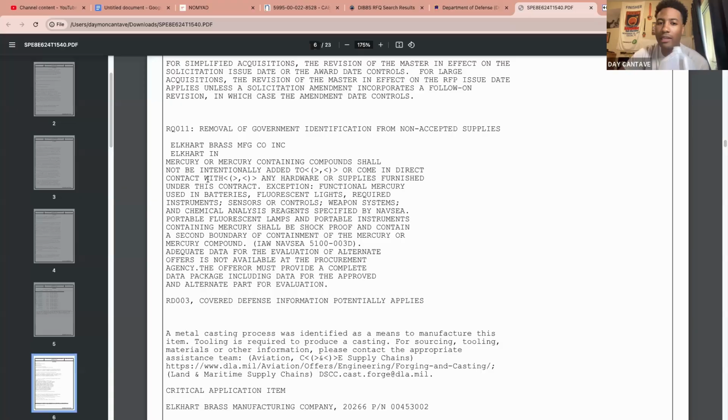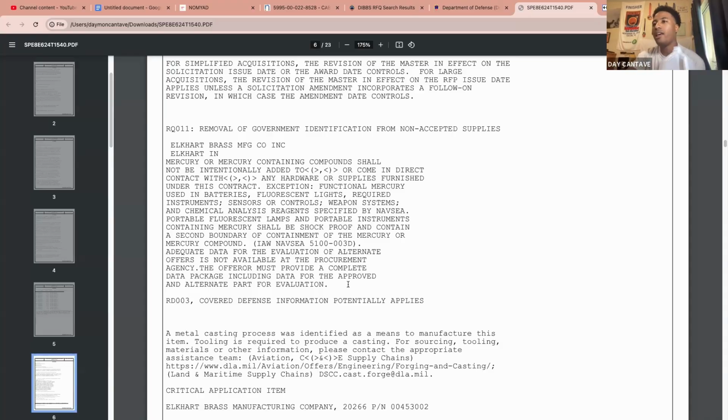You've got the company's name, like their DBA, doing business as. And then everybody freaks out about the mercury containing compound stuff, right? But this is going to be here in every single solicitation. If there is no mercury in the compound or in the item that you're selling, you don't have to worry about this. It's not applicable to you.